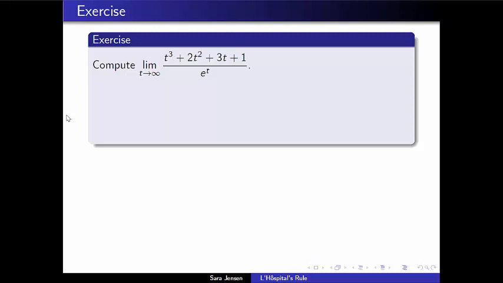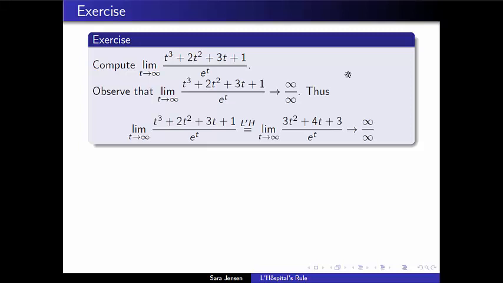Now our last video ended with the example that we have present on the screen using L'Hopital's rule to compute the limit, this time as our variable is approaching infinity, of t cubed plus 2t squared plus 3t plus 1 divided by e to the t. Just as we did last time, we need to show that the limit we're looking at is actually an indeterminate form before applying L'Hopital's rule.